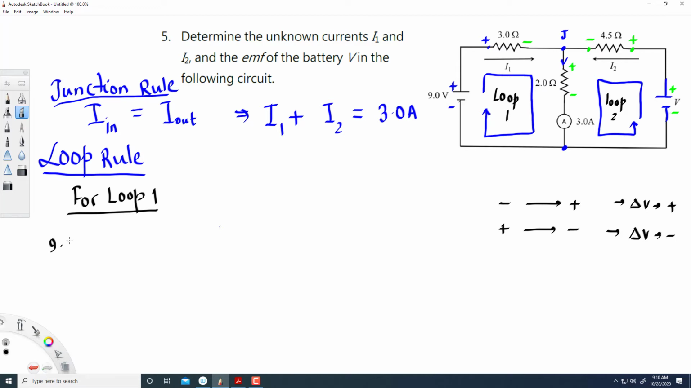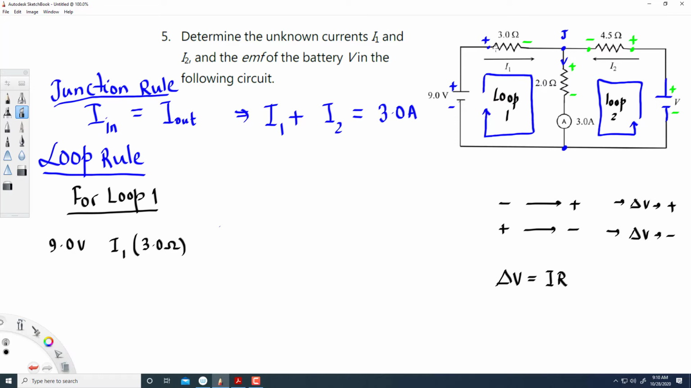So 9 volts. In the loop rule, we just add all the potential differences. So the potential difference across the battery is 9 volts, and it's positive. Now we need to look at the next component. Next component is this one. Going along this clockwise direction, the potential difference across this 3 ohm resistor is I times R. The current in this 3 ohm is I1, and resistance is 3 ohms.